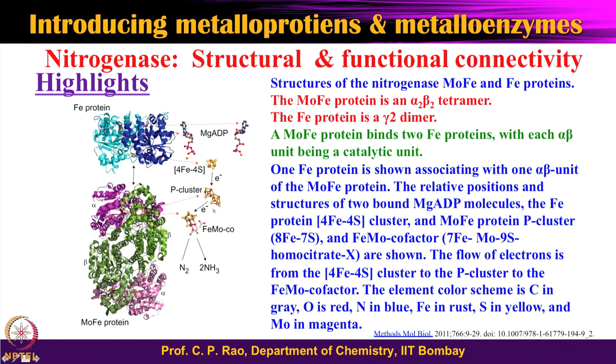All these are involved in the process of electron transfer, and the magnesium ATP, magnesium ADP is involved in the energy process, because that is what couples the electron transfer between the iron protein and the iron molybdenum protein. The magnesium ATP hydrolysis will activate the enzyme, and that will connect the electron transfer, as you can see, going from here to the 4 iron 4 sulfur cluster, from there to the P cluster, and from the P cluster to the iron molybdenum cofactor, where the electrons are added.